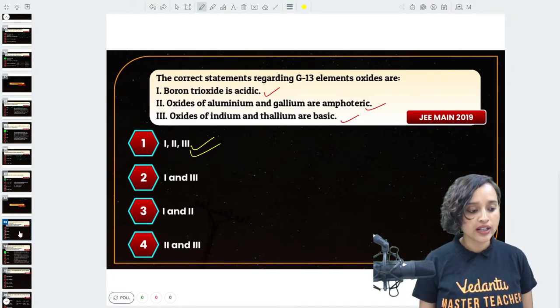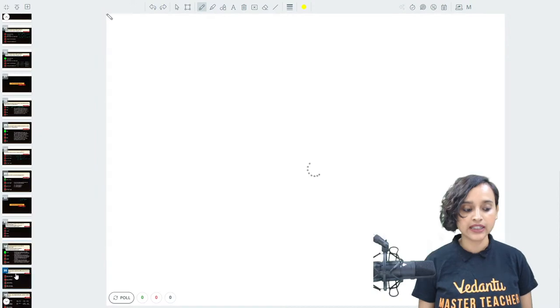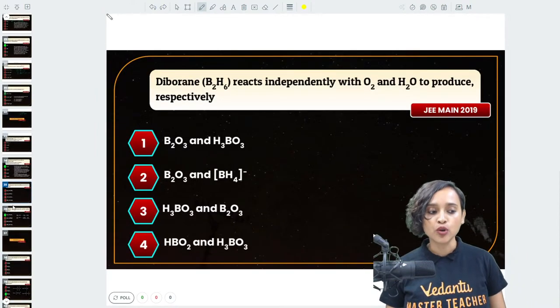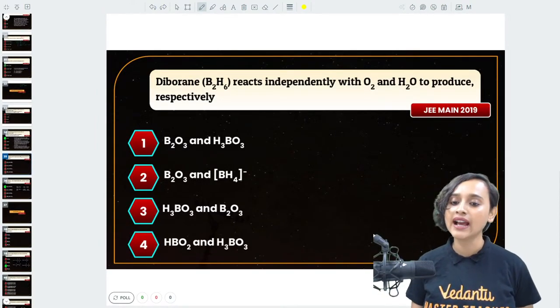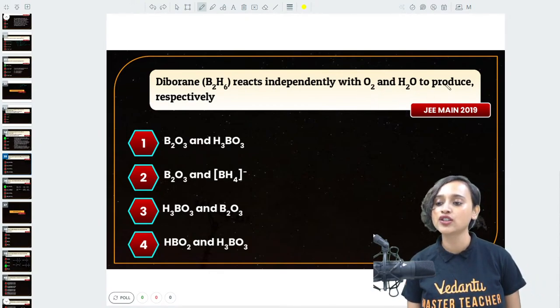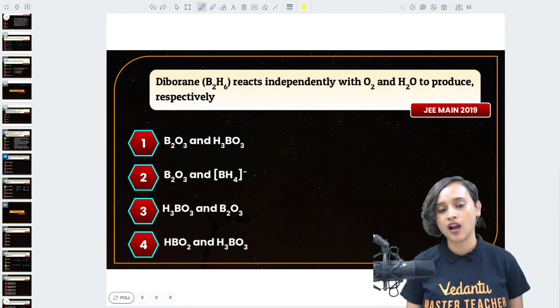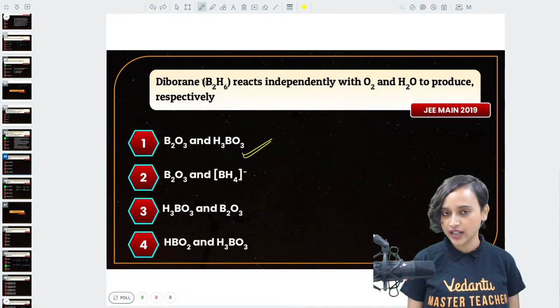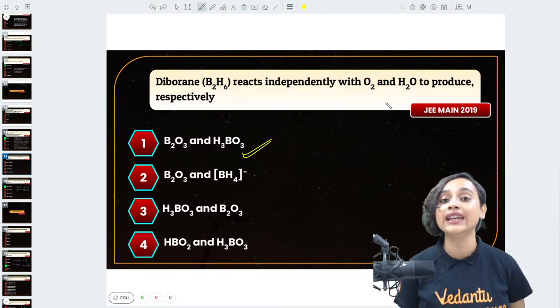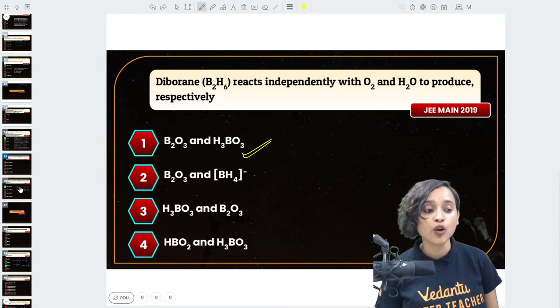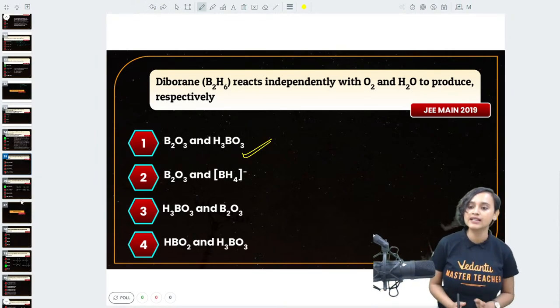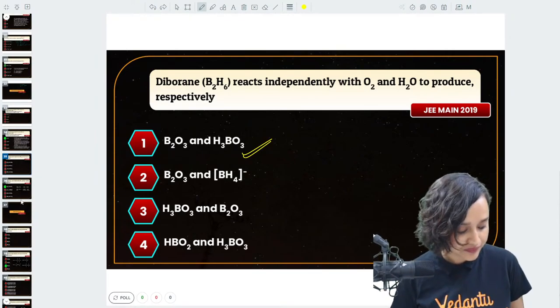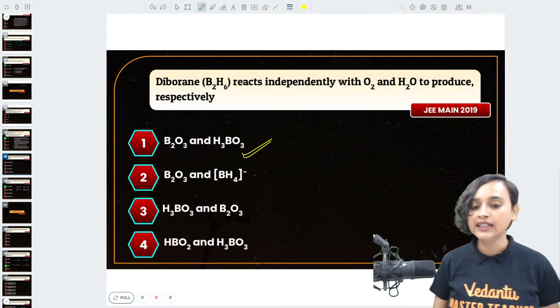Chalo. Moving on, guys. The next question is diborane. B2H6 reacts independently with O2 and H2O2 to produce, respectively... We already know, isn't it? Option A, B2O3, and whenever diborane reacts with H2O, it gives you H3BO3. So option 1 is the correct answer.